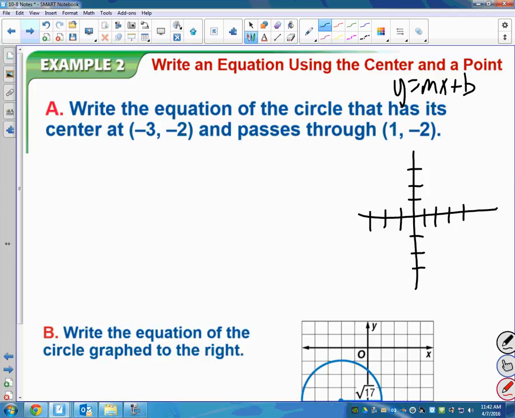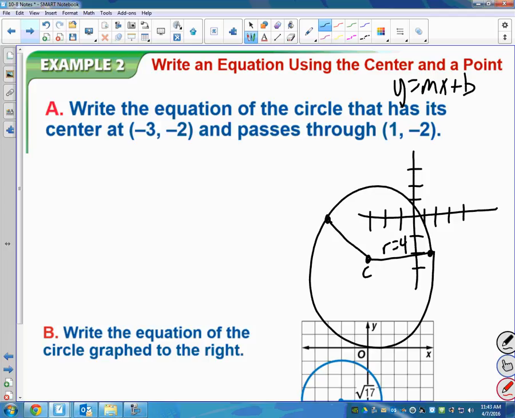If I roughly graph this, -3, -2 as my center, and it passes through the point 1, -2, that's just a point on my circle, so I could be like, oh, that looks something like that. That's very winging it. The nice thing is, if they give you a horizontal or a vertical line, you can just count how far it is, right? So from -3 to +1, how far is that? 4.